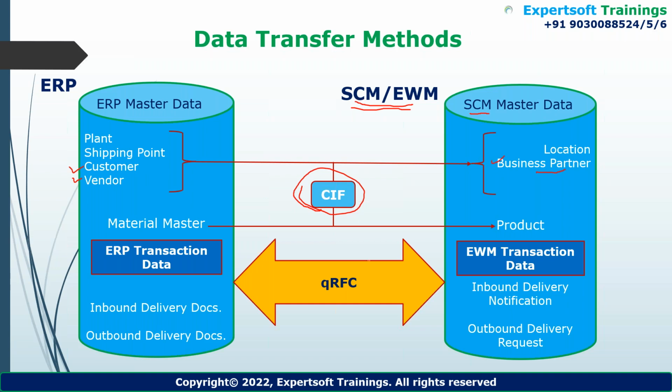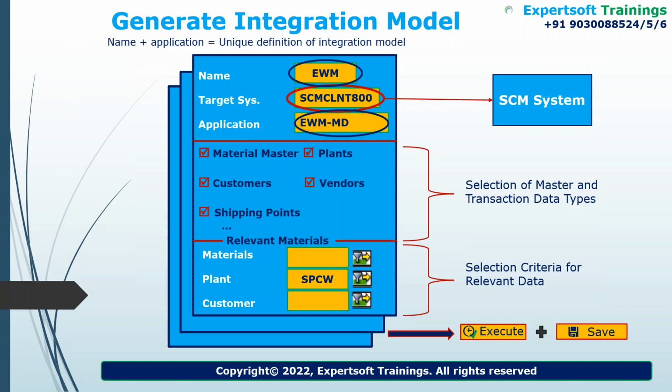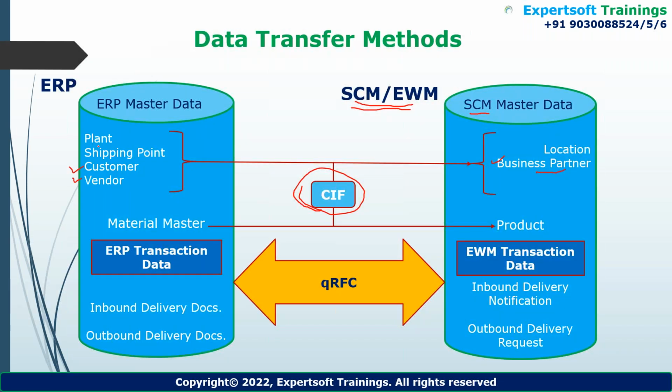So how is this SIF going to work? You need to create an integration model, and your target system will be your SCM system where your EWM is lying. For this, you need to select all the material and plant or customer master data, or all the master data which you want to transfer to your EWM system. You select this and execute it. Based on the selection criteria, the system creates the corresponding master data in your SCM EWM system. This is called SIF functionality.